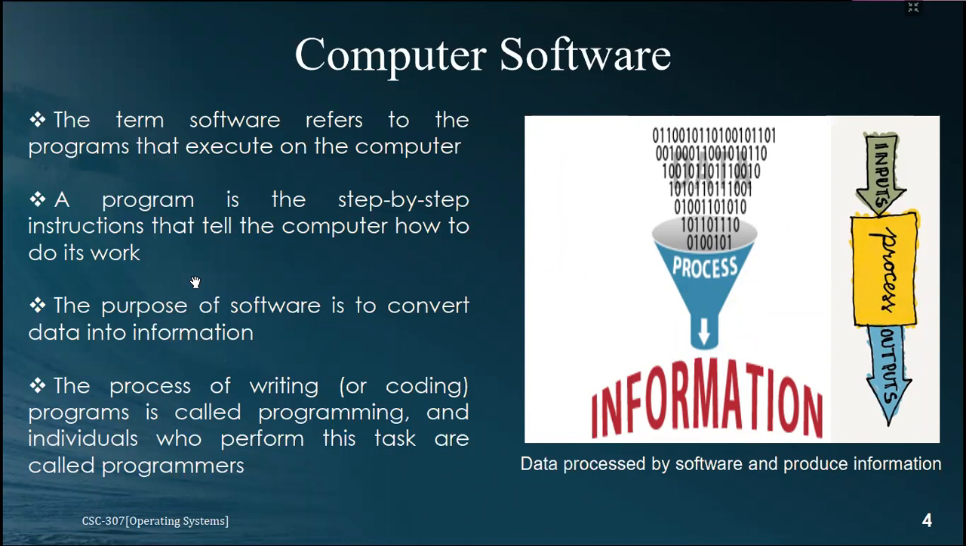Okay. So this is why we need to learn programming, so we can make computers do amazing things for us. And the purpose of software is to convert data into information. The process of writing or coding programs is called programming. Yes, we all know that. And individuals who perform these tasks are called programmers. And all of you are actually programmers. Maybe the level of programming knowledge may differ from one to another, but the day you wrote the Hello World program, that first day you became a programmer.